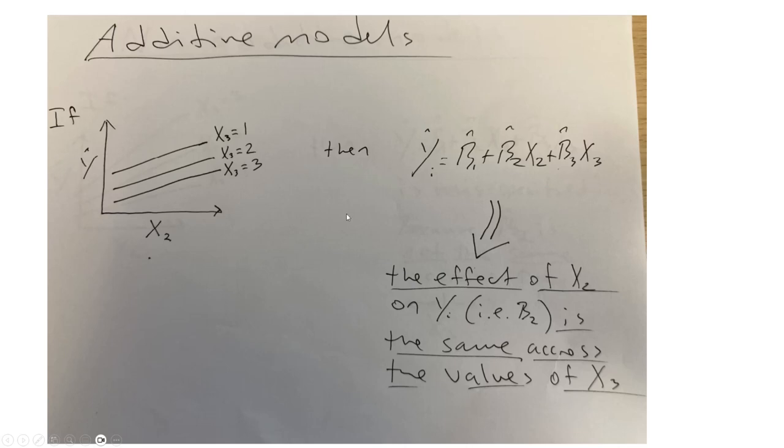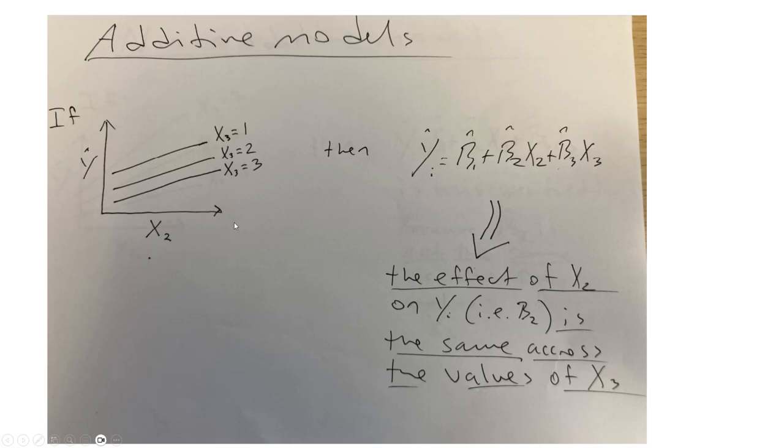So for example, let's suppose that x3 has only three values, 1, 2, and 3. Then we are assuming that the effect of x2 on y would be, for example, this slope when x3 equals 3. It would be the same slope when x3 equals 2, but having a different intercept. And when x3 equals 1, the effect of x2 on y still has the same slope. In each of the x3 groups, the intercepts are different, but the slopes are exactly the same. So the effect of x2 on y is the same regardless of the values of x3.